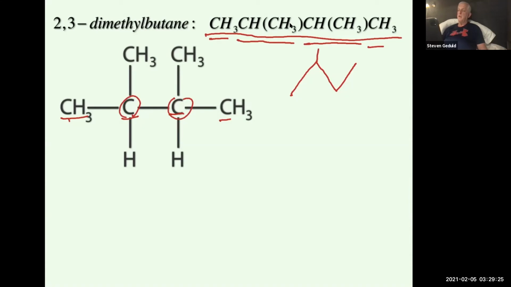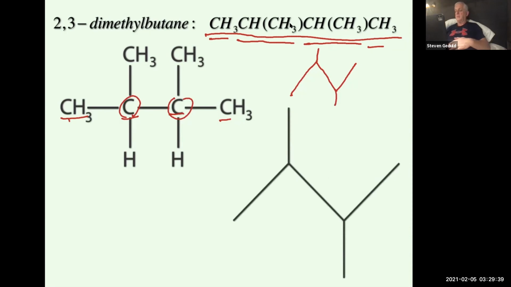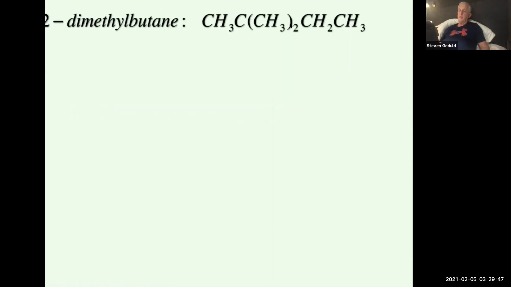So you make a line and you make a line. That's what it looks like. That's 2,3-dimethyl butane, because there's 4 carbons. And there's the line structure. Okay. And I think there's one more.